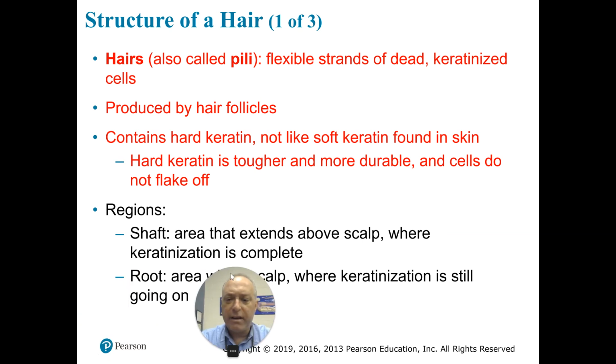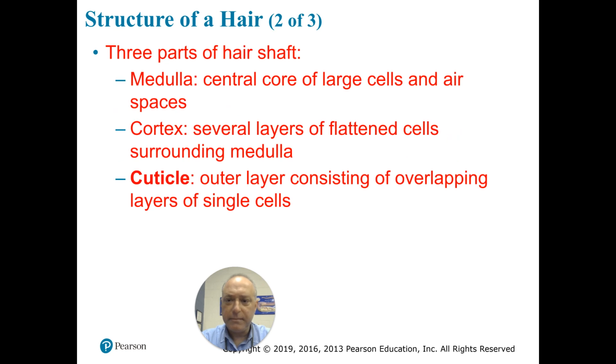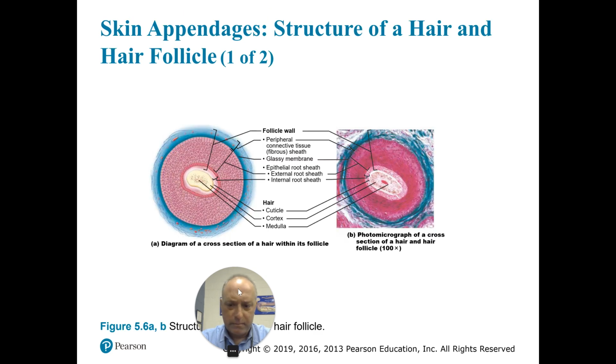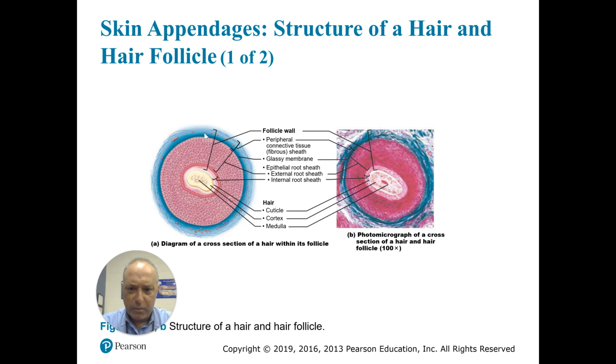Now the hair does not flake off like your keratinocytes in the epidermis. So there are three parts to the hair shaft. There's the medulla, which is the central core. There's the cortex, which are the flattened cells surrounding the medulla, and the cuticle, which is the outer layer that has a single layer of cells. Here's a picture. So we've got the follicle wall with the hair in the middle, where we've got the cuticle, the cortex, and the medulla.